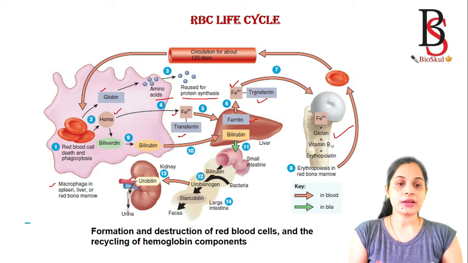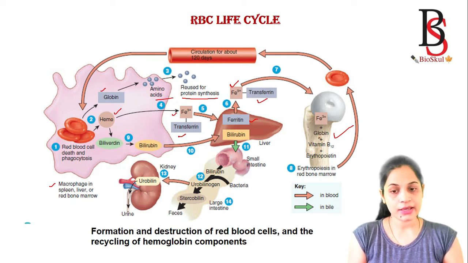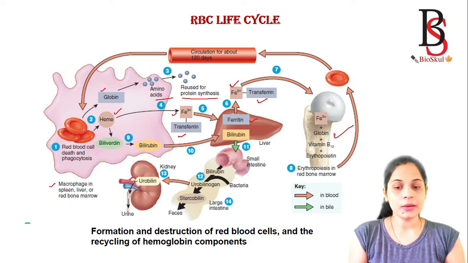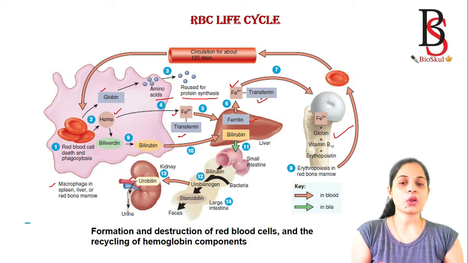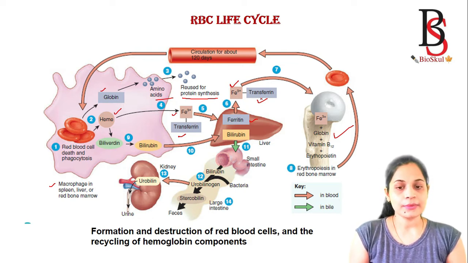Mature red blood cells are formed, and then the mature red blood cell is released into the blood circulation, where it lives about 120 days. After the 120 days, when the red blood cell is ruptured or worn out, again it is phagocytized by the macrophages in the spleen, liver and red bone marrow. Okay. Then in the next step, what happens?